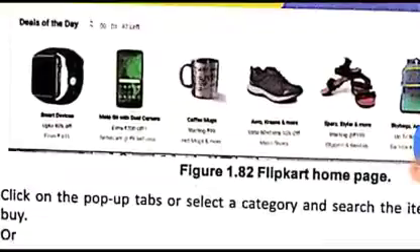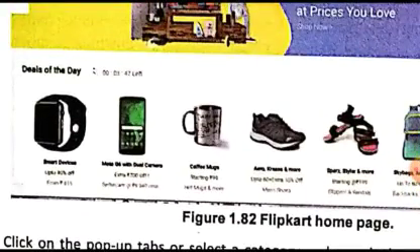Okay, so here again, this is the deals of the day section. The deals of the day section shows the offers on some selected products for that day. Actually, Flipkart has special offers on some selected products each day. Every single day it will offer some special offers on the products, and those offers are categorized as deals of the day. You can see in the deals of the day section those products which have special offers.